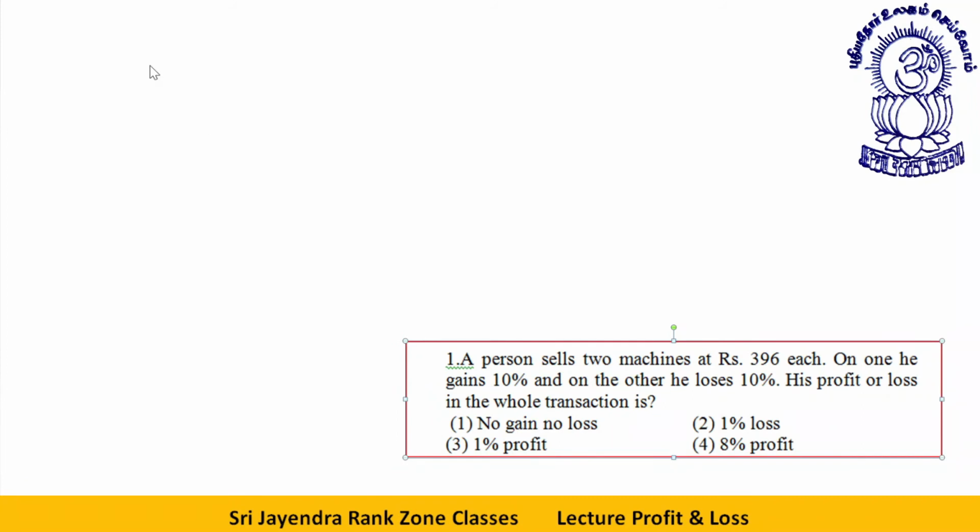A person sells two machines at rupees 396 each. On one he gains 10%, on the other he loses 10%. His profit or loss in the whole transaction is? See student, this is a bit typical type of question. You will have to be a bit alert. Look, how do we do it?